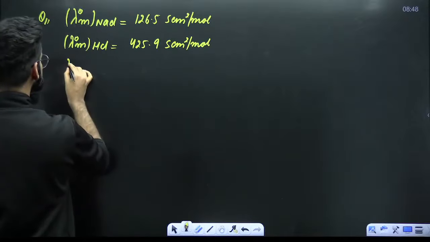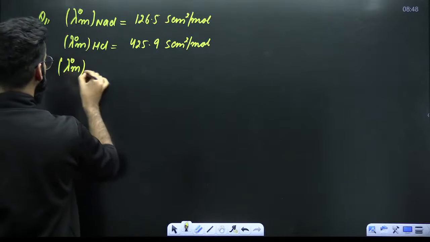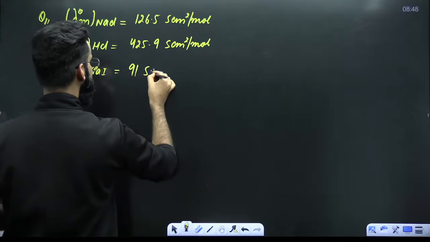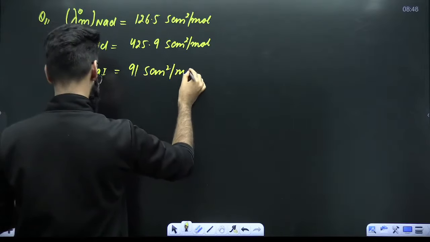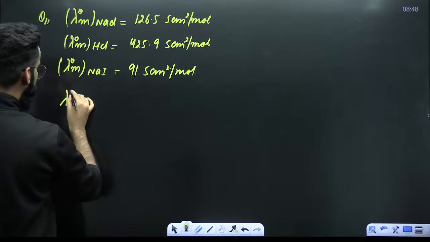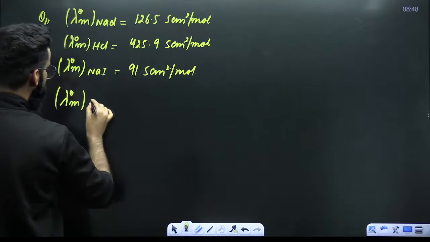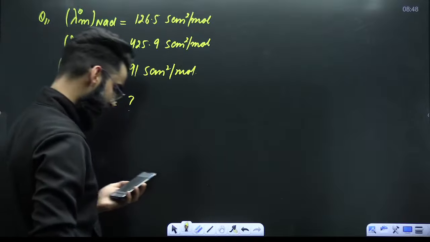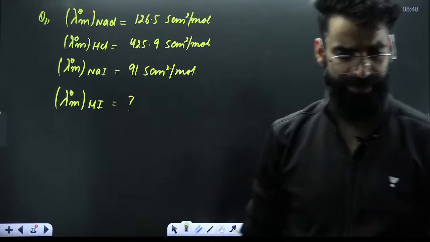Similarly, I'm giving you one more value: lambda naught m of NaI. This value is 91 Siemens centimeter square per mole. And I'm asking you to calculate lambda naught m for HI. This is something which you are supposed to calculate. Can you give it a try?